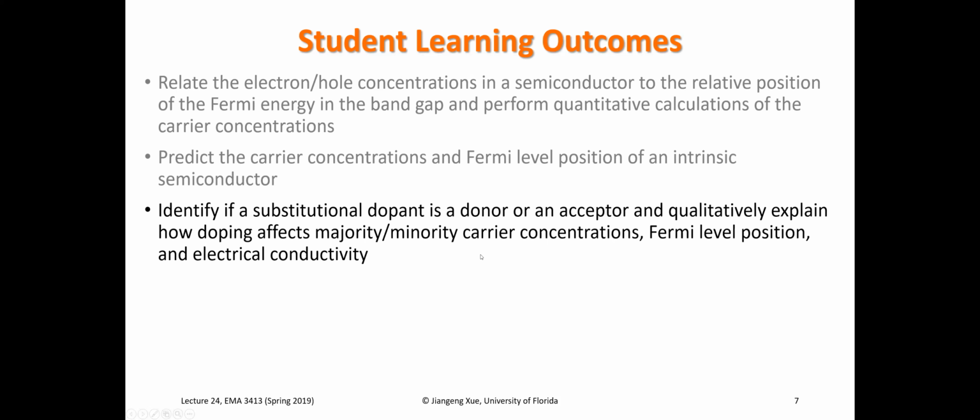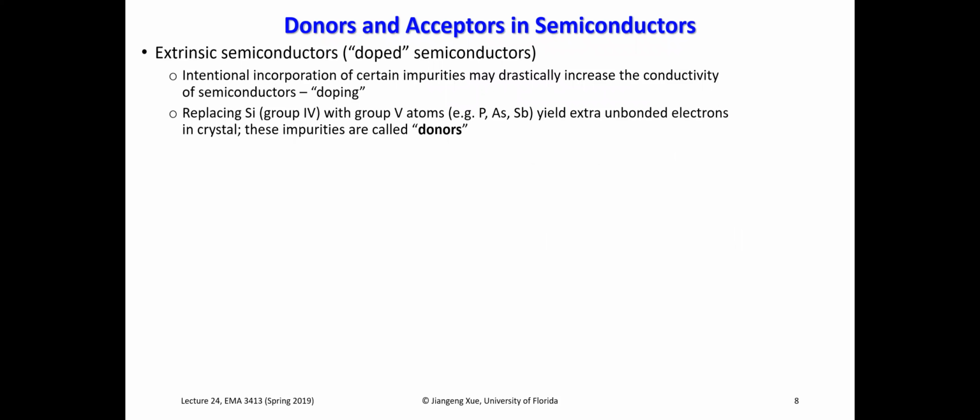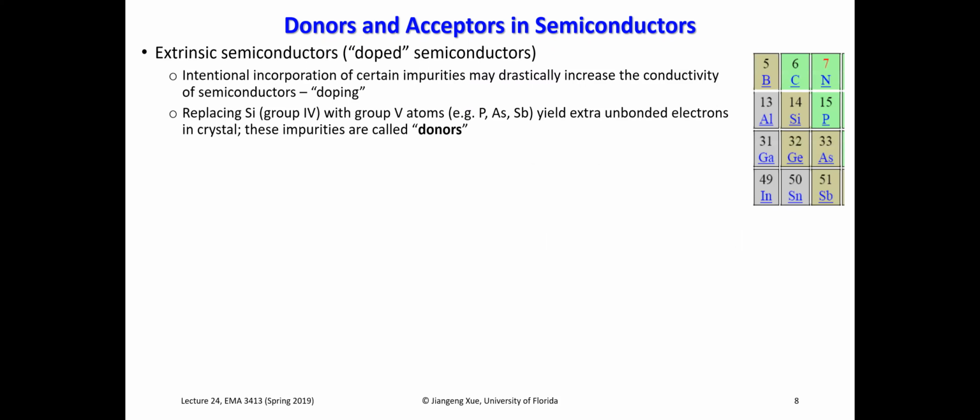That means we provide doping. We dope impurities into these semiconductors. So the concept here is that you need to know what constitutes a donor and what constitutes an acceptor in a semiconductor, and also qualitatively explain how this doping will affect the carrier concentrations, Fermi energy locations, and conductivity, and so on. So doping is a process of incorporating impurities, and we're mostly talking about substitutional impurities.